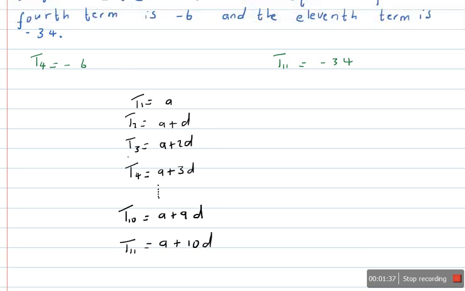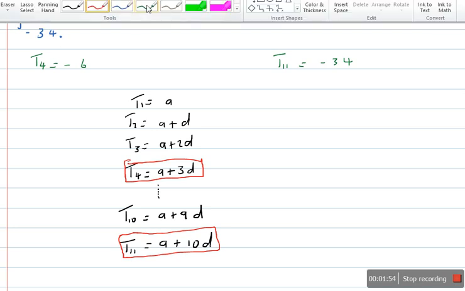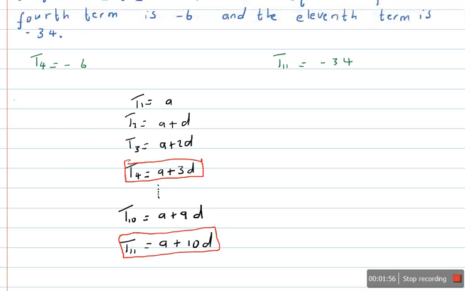So here we focus on T4 and T11. You see, the number here is always 1 minus the term, right? So we focus on these. T4 is equal to A plus 3D. So for T4 we have been given that -6 is equal to A plus 3D.